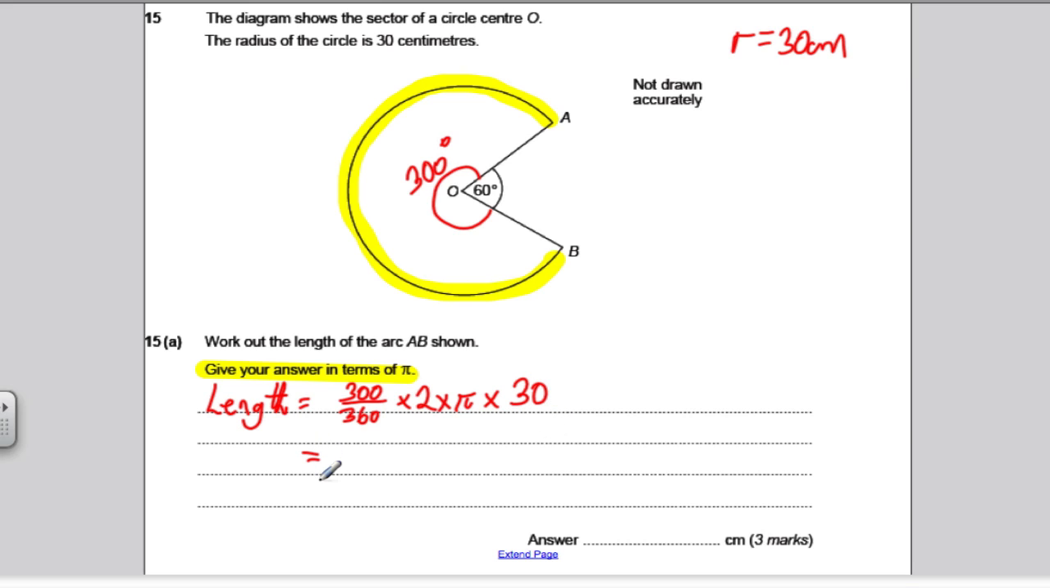If we work that out on our calculator, everything apart from the pi, we do 300 divided by 360, then times 2, then times 30, and forget the pi. We get the length is 50 pi, and the unit is centimeters. So 50 pi, giving our answer in terms of pi, and we're done. Okay, next question, pause the video, have a go and mark it.